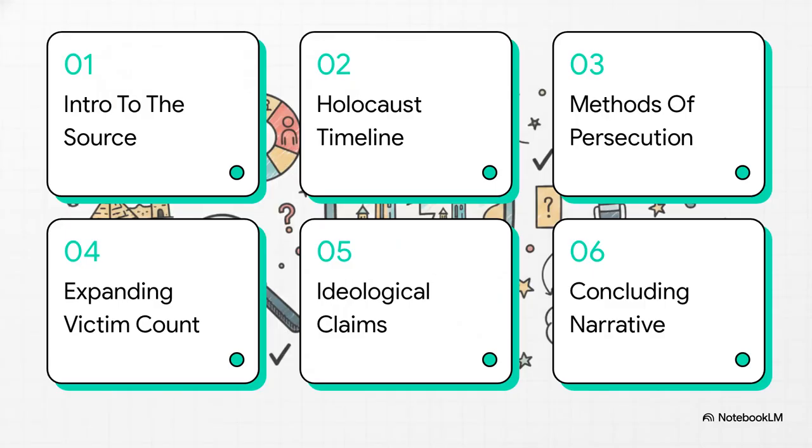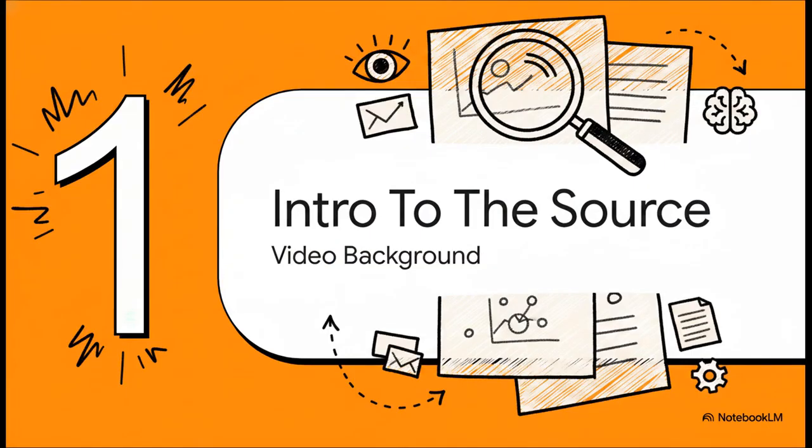To stay completely objective, here is our roadmap. We'll introduce the source, walk through the Holocaust timeline, look at the methods of persecution, the expanded victim count, and then finally, the source's ideological claims and its conclusion. We're going to strictly separate the historical events described in the video from the highly subjective arguments the creator makes later on. All right, Section 1, Introduction to the Source.